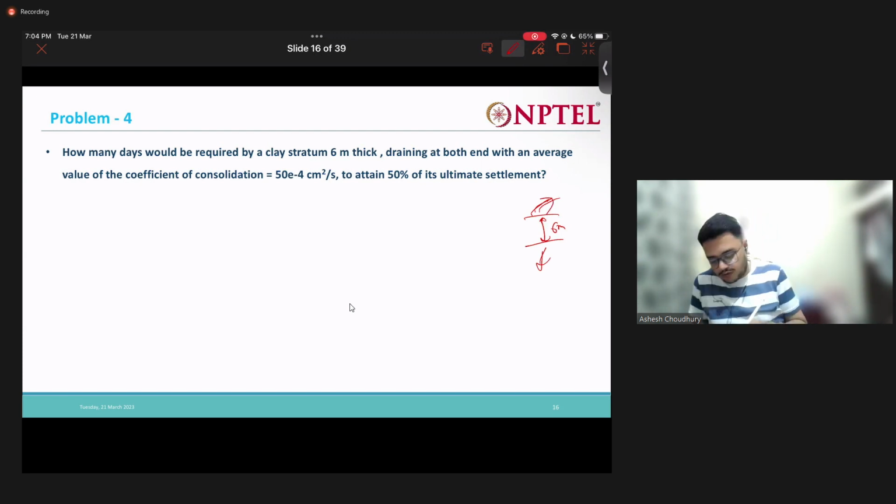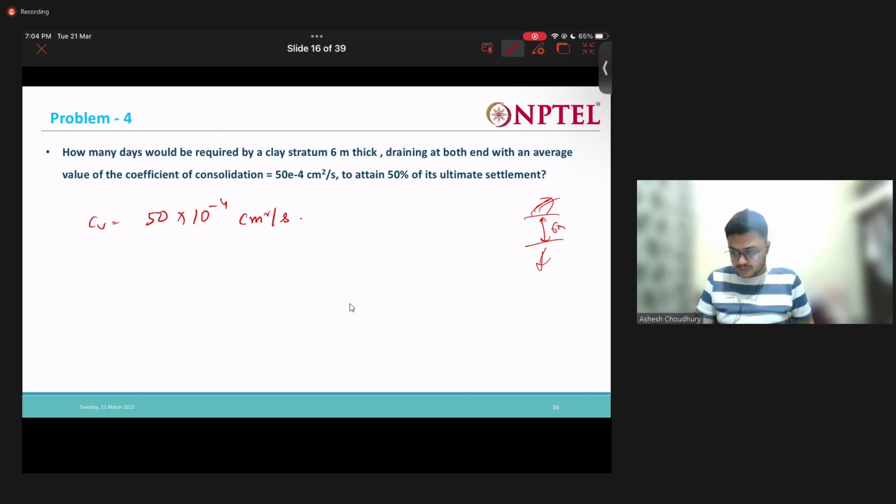The average value of coefficient of consolidation is given, it's nothing but 50 into 10 to the power minus 4 cm square per second. What we need to do is determine the time required to attain 50% of its ultimate settlement. So what will be our first step? As soon as time comes into picture, what we need to find is our time factor.